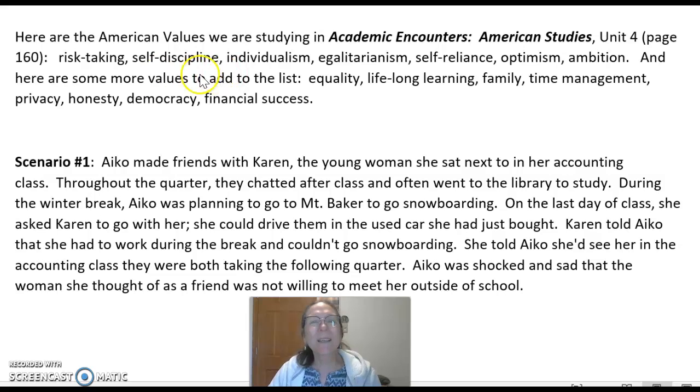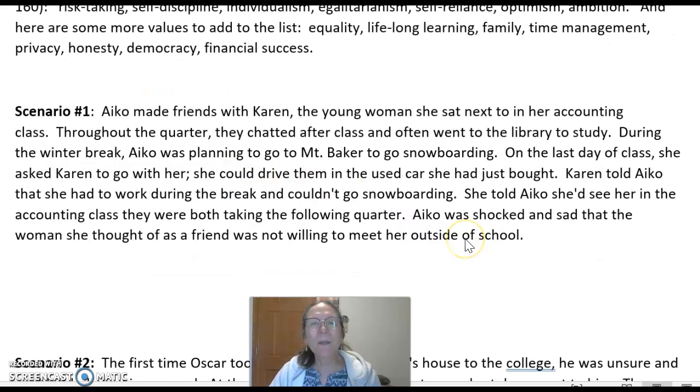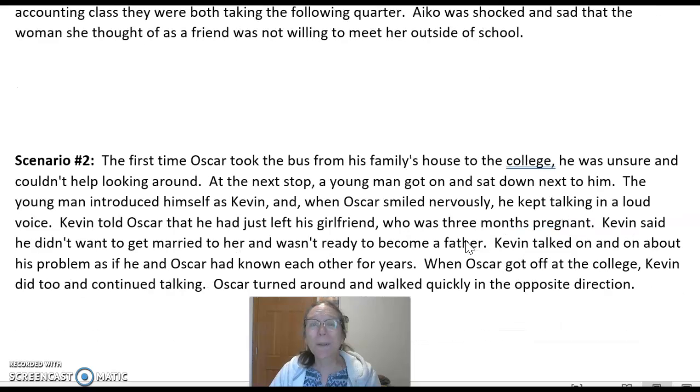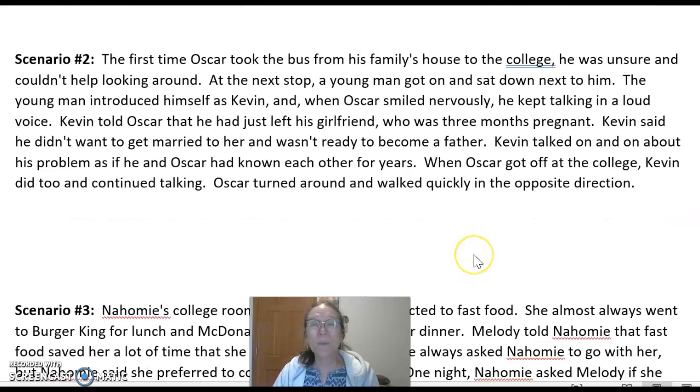Let's look at this next one. Scenario 2. You're going to have to remember the values, or you can refer back up to them. All right, I'm going to read scenario 2 to you. The first time Oscar took the bus from his family's house to the college, he was unsure and couldn't help looking around. At the next stop, a young man got on and sat down next to him. The young man introduced himself as Kevin, and when Oscar smiled nervously, he kept talking in a loud voice.